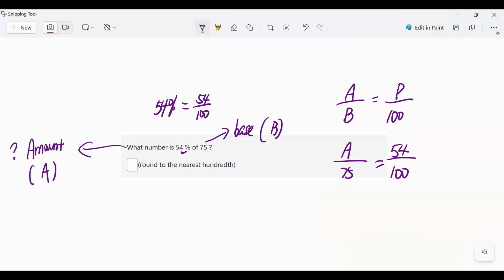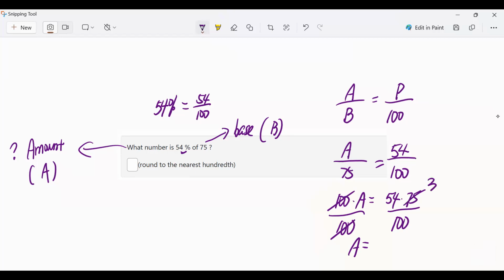And from here, we can solve for A, right? So we cross multiply: 100 times A gives you 100A equals 54 times 75. From there, you just divide both sides of the equation by 100 and simplify. Cancel 100, and A is by itself. 75 and 100 can both be reduced by 25, so you get 3 here.